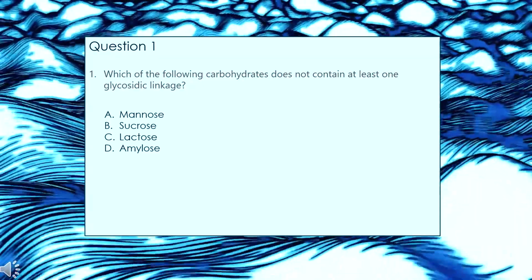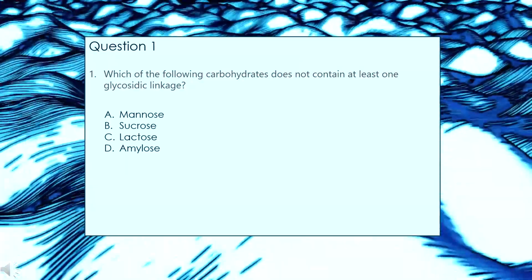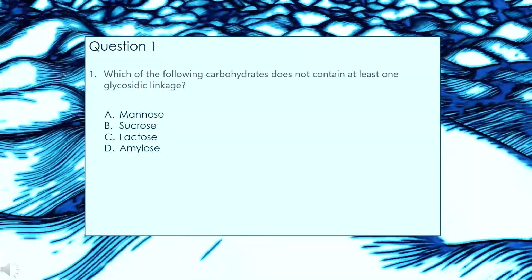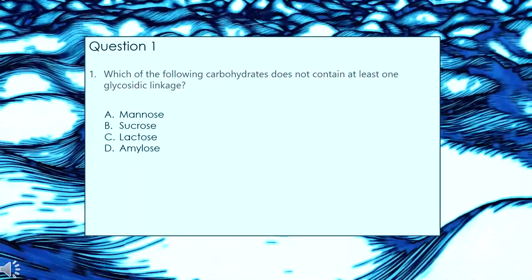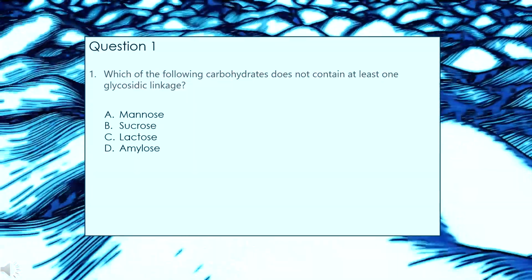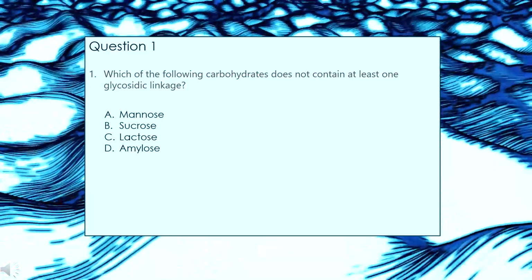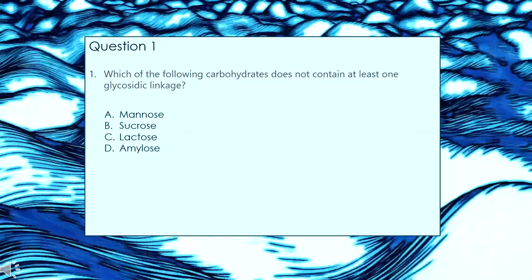Okay, for the first question, which of the following carbohydrates does not contain at least one glycosidic linkage? A. Mannose, B. Sucrose, C. Lactose, and D. Amylose. Okay, the answer is A. Mannose.